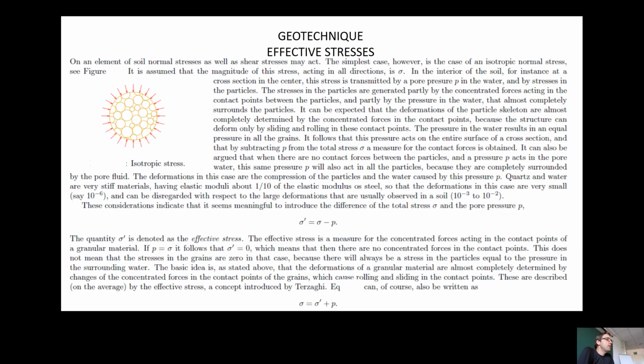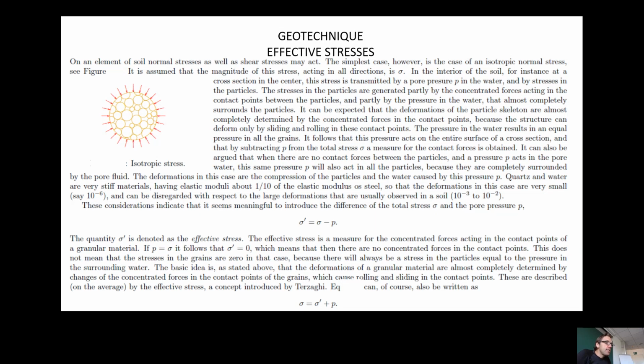But most important is when the pressure is the same as the total stress. In this case, instead, what we have is that the effective stress is 0. That means that in the contact points, there are no concentrated forces. It doesn't mean that the stress in the grain is 0 in that case, because there will always be a stress in the particles that is equal to the pressure in the surrounding water.